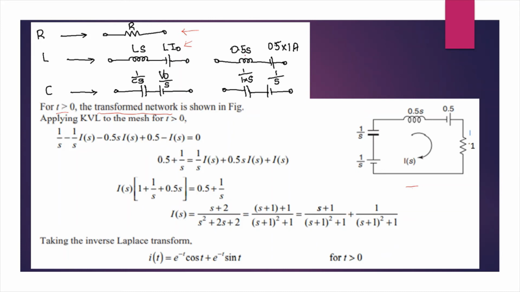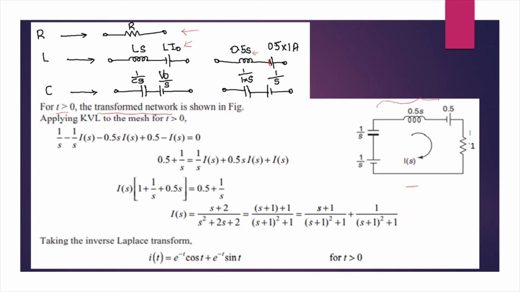So here the inductor value is 0.5, so it is 0.5 into S. And the value of this voltage source which represents the initial condition is given by Li0, where I0 is the initial current what we found out to be 1 ampere. And the value of the inductor is 0.5. So 0.5 into 1 ampere, you will get it as 0.5 volt. And note that the voltage source has to be marked with the negative near to the inductor side. So that is what is shown over here.